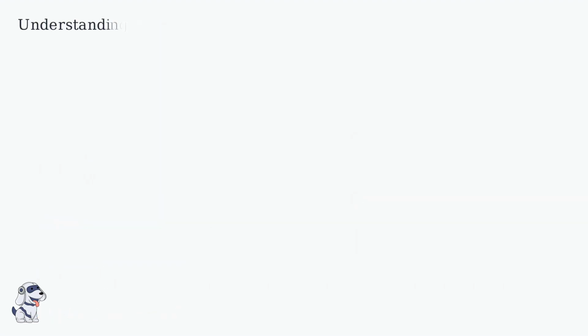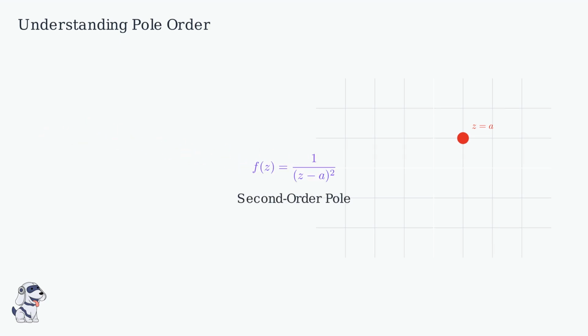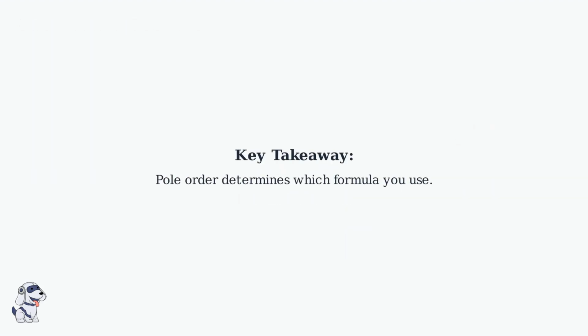Not all singularities are created equal. In complex analysis, we call these points poles, where our function's value shoots to infinity. A simple pole occurs when the denominator is 0 to the first power. It's the most straightforward case to solve. When the factor is raised to a higher power, like 2, we have a higher order pole. This requires a more complex residue formula involving derivatives. Identifying the order of a pole is your roadmap. It tells you exactly which residue formula to apply to find your answer.